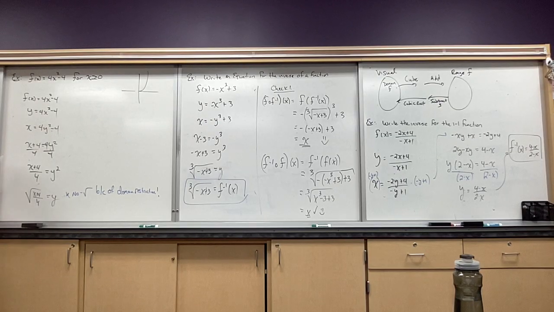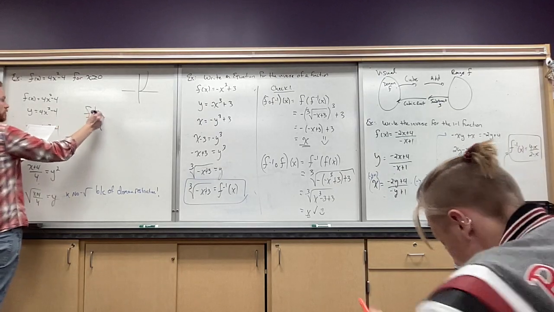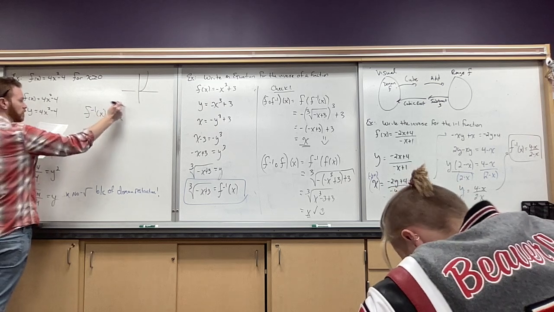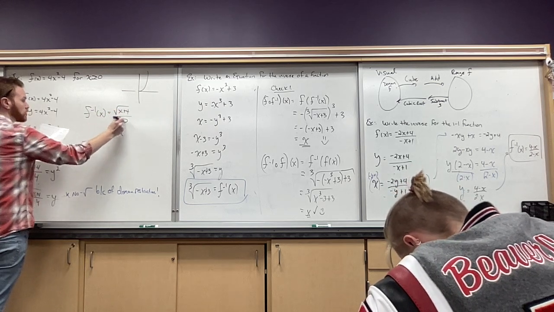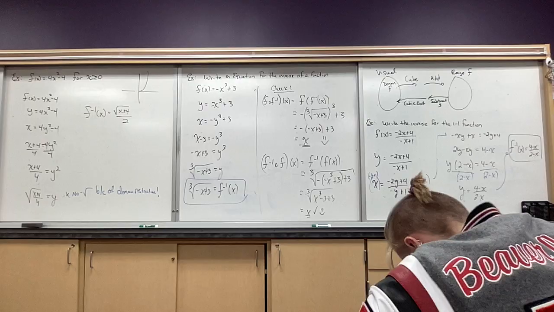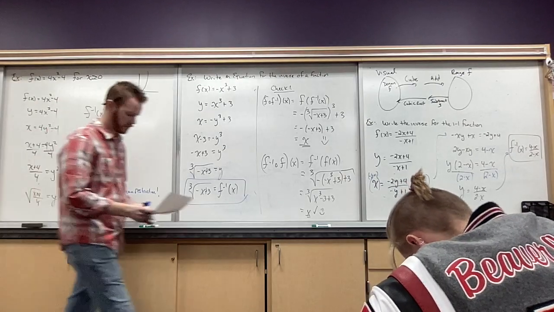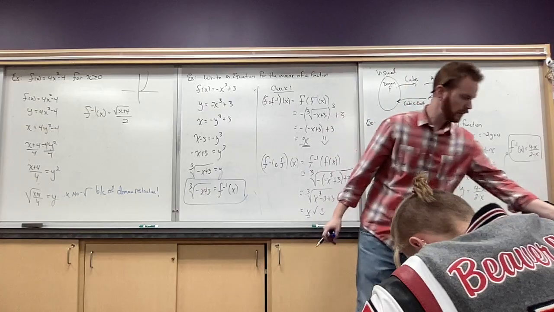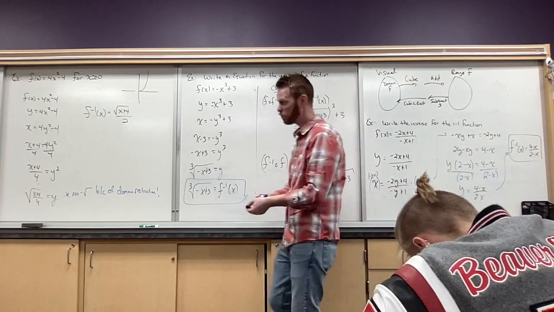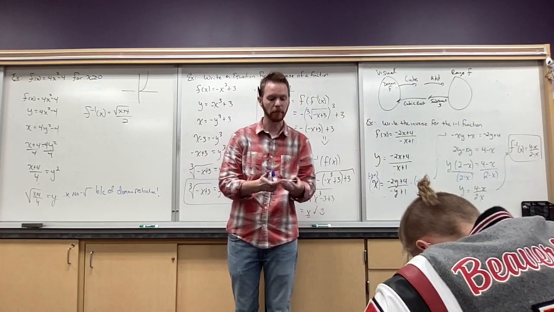Okay, so now we just write it fancy. Now I can take the square root of 4 to be 2, so I can clean it up a little bit there and reduce it. And that, my friends, is inverses. Well, one-to-ones, but inverses as well.